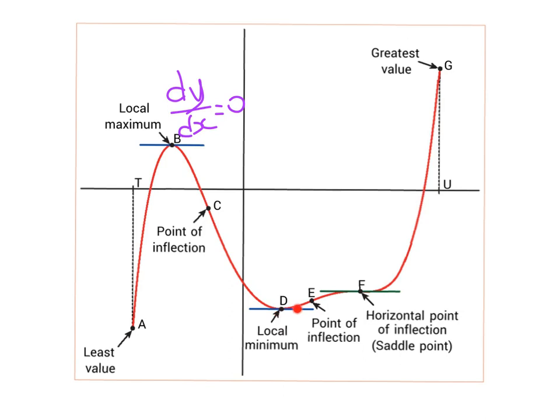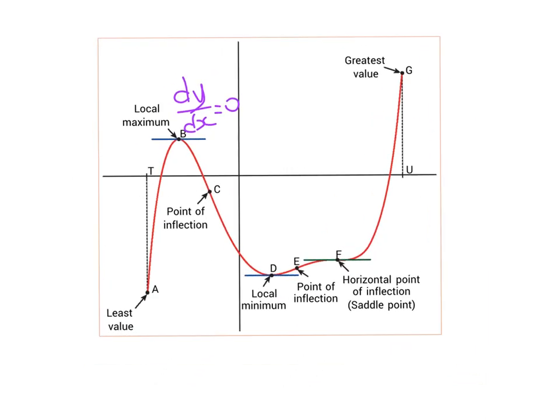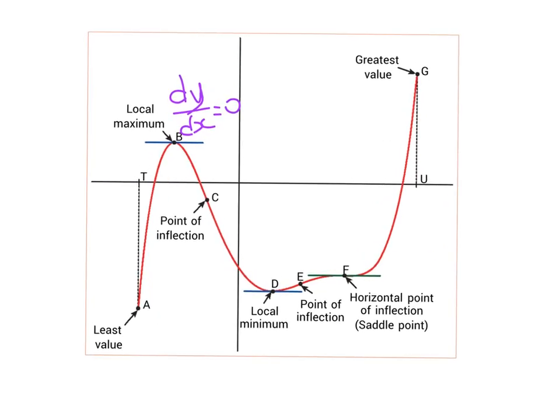So here we'd have had a local minimum, then it begins to kind of twist and flatten again. Here we have a horizontal point of inflection. These are called saddle points. Okay, so we're going to do a couple of questions, but that's basically what the different kinds of points look like.